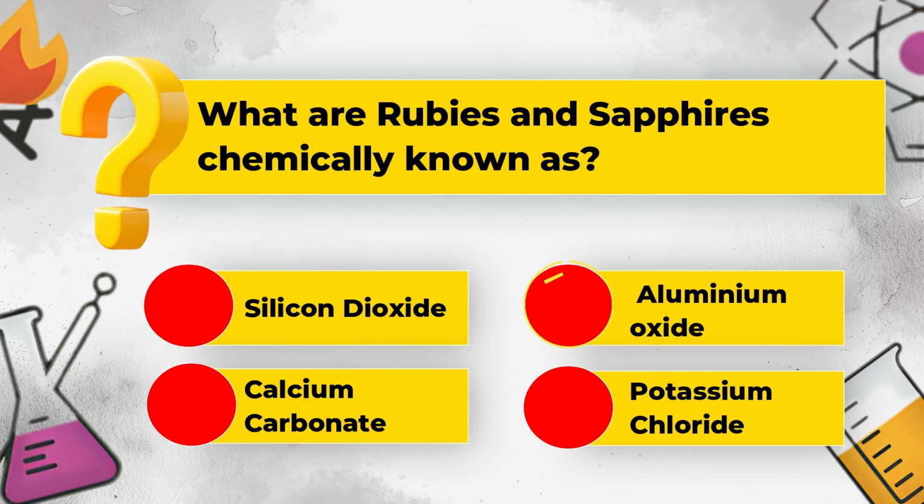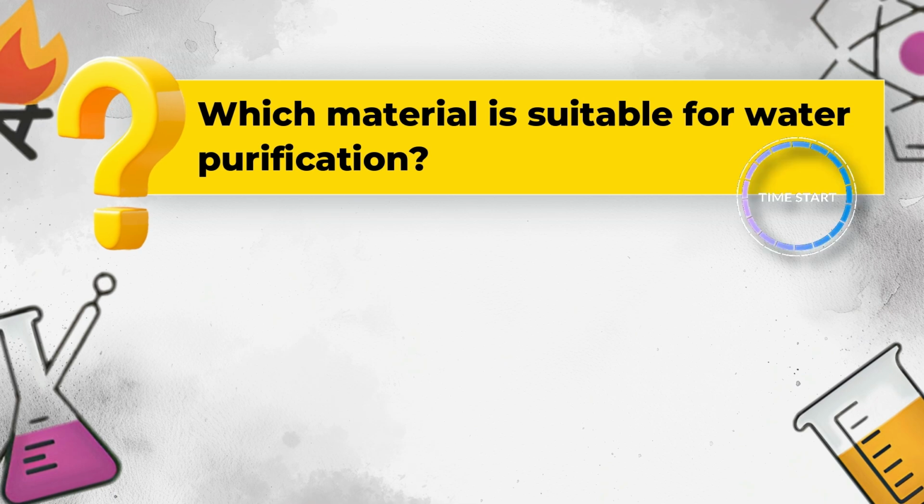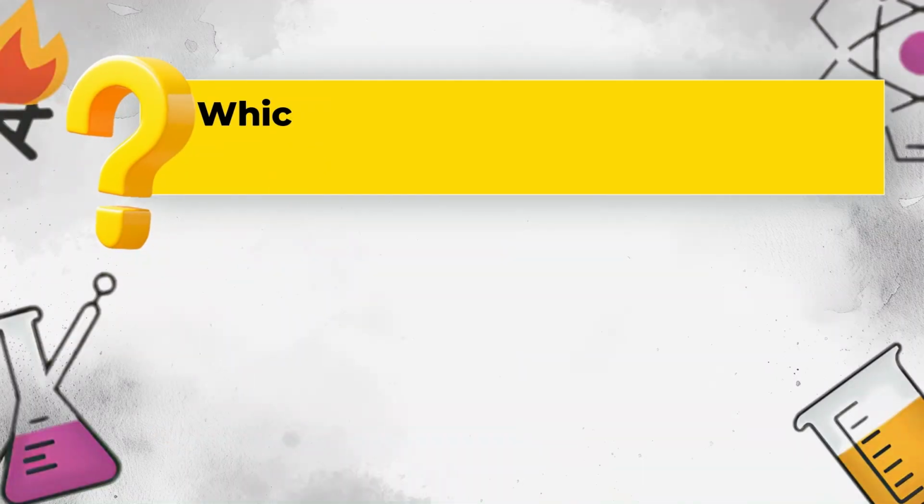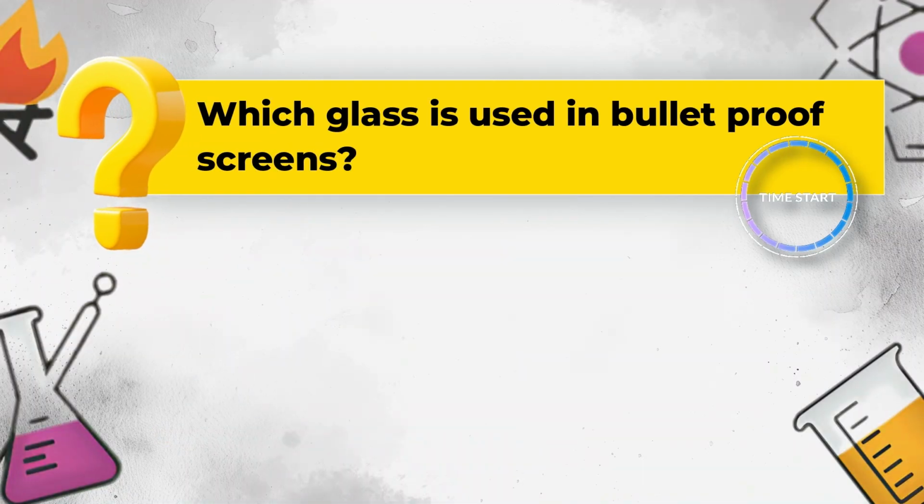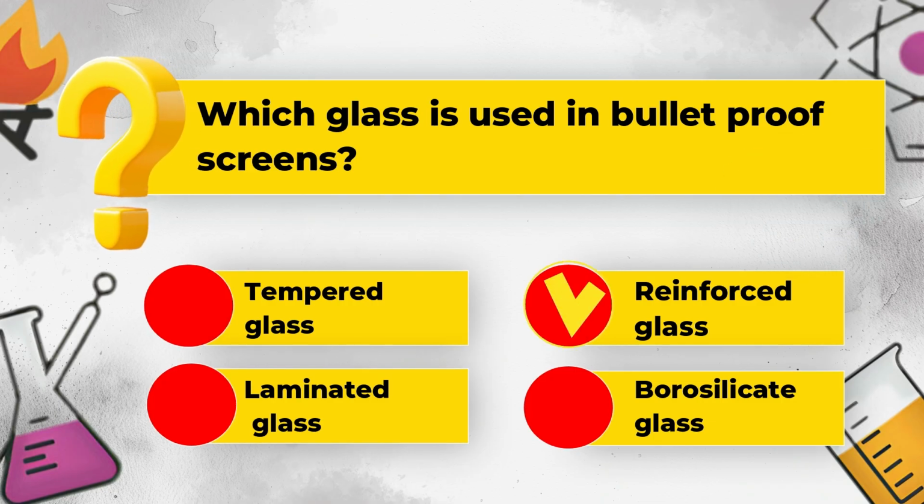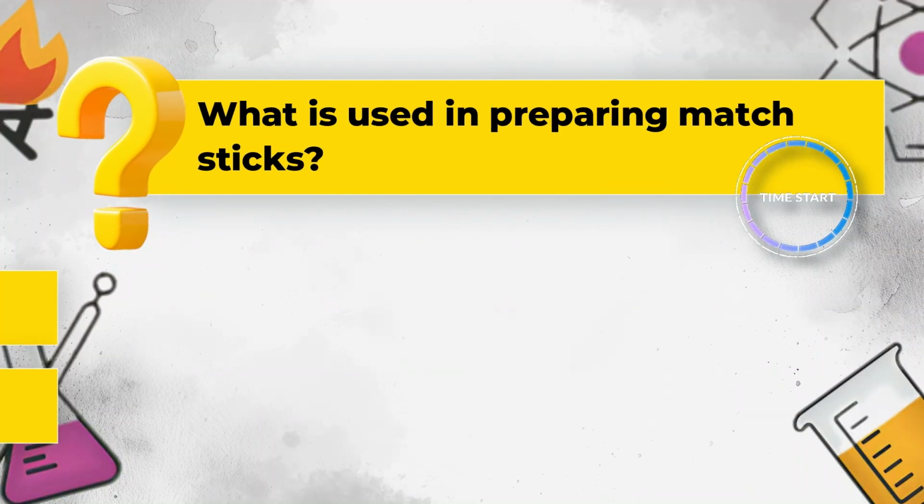Answer is aluminium oxide. Which material is suitable for water purification? Answer is zeolites. Which glass is used in bulletproof screens? Answer is reinforced glass. What is used in preparing matchsticks?